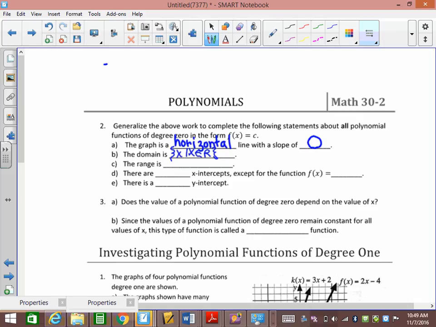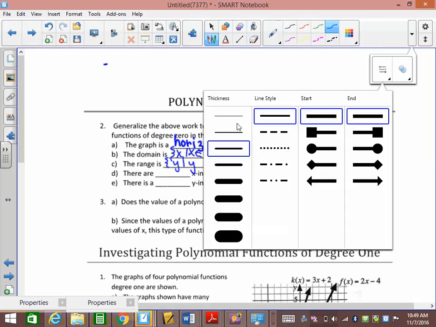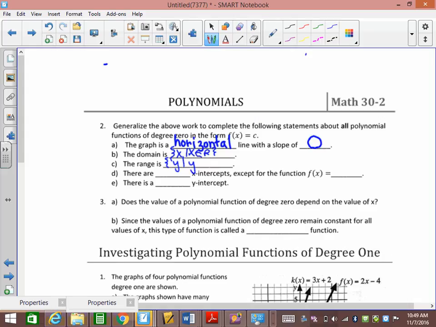The range is, for this one, y such that y equals c. That's an equal sign, it just doesn't look like it. I said c because for this function, they are just using a c instead of a number. So if it was f of x equals 7, then it'd be y equals 7. If it was f of x equals -1, then it'd be y equals -1, right? So you just put in whatever c is.